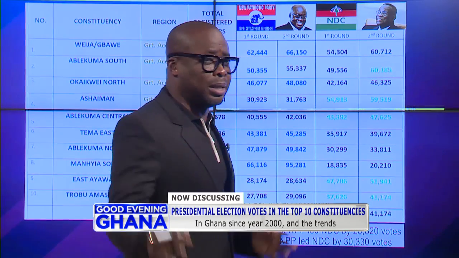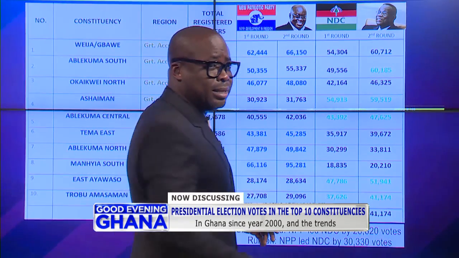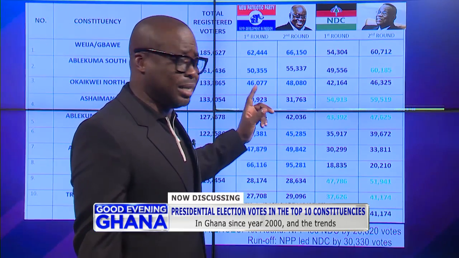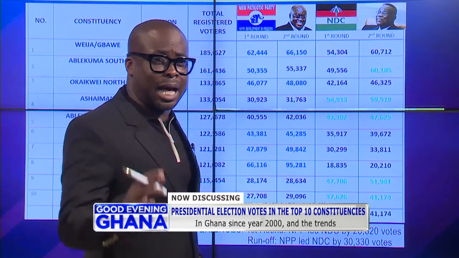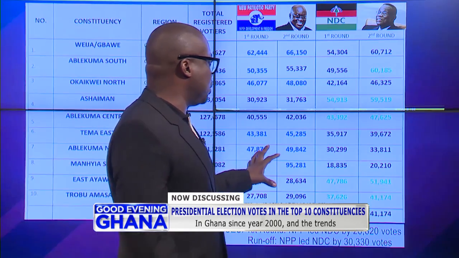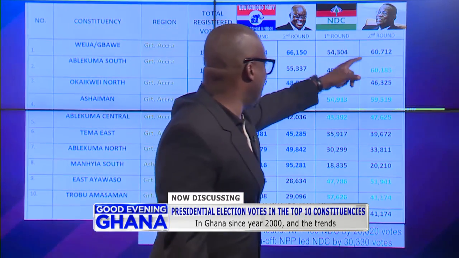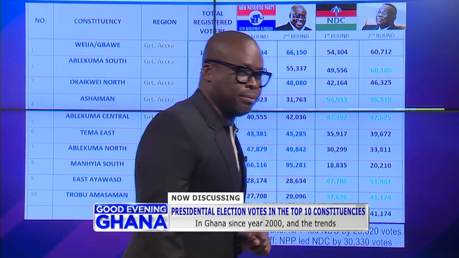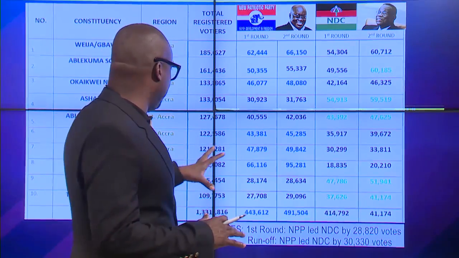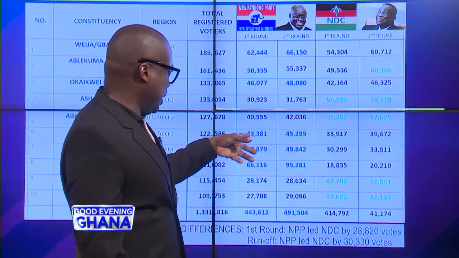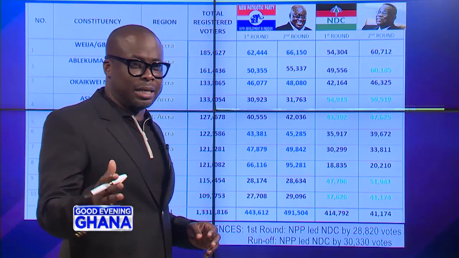So let's see how the top 10 gathers now. This is an election NDC is winning, election 2008. And how does NDC do in the top 10 constituencies when they are winning? They pick up 5. And keep that in mind. 5 of the top 10 constituencies go to the NDC, and 5 go to the NPP.